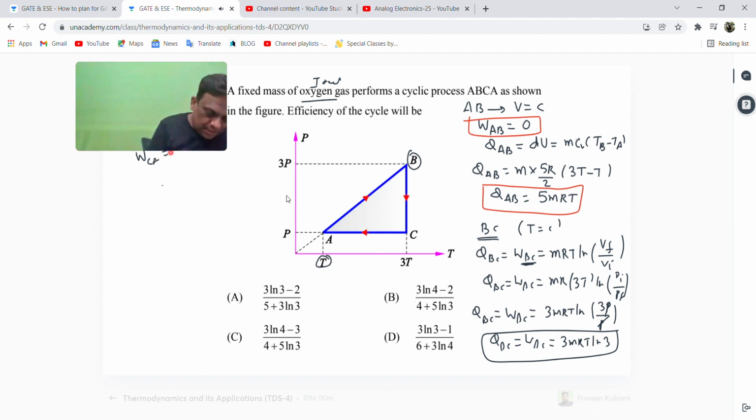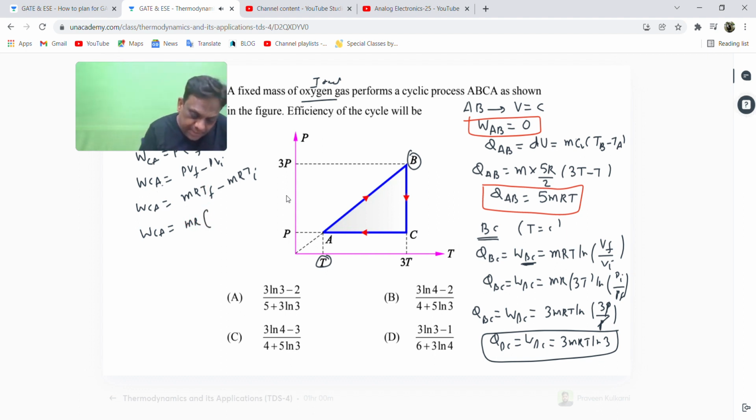Okay, what is the work? Pressure into V final minus V initial. Is it correct? Yes. Work in CA is equal to PV final minus PV initial. Can anyone tell what is PV? mRT final, PV initial is mRT initial. So work in CA is equal to mR taken outside.